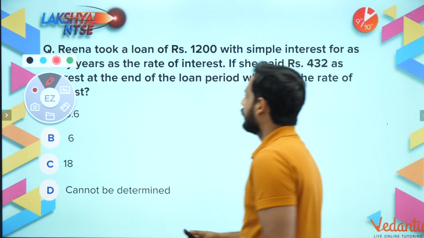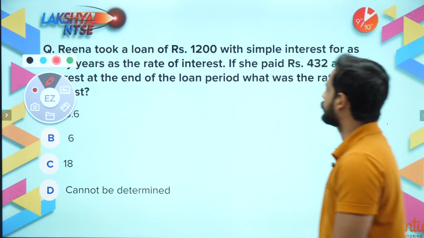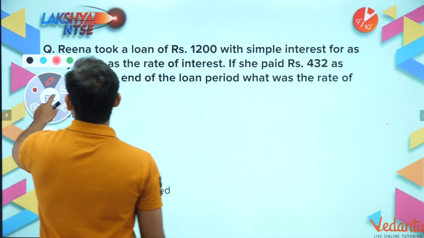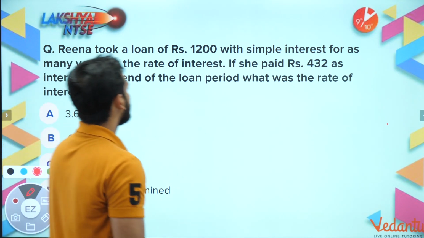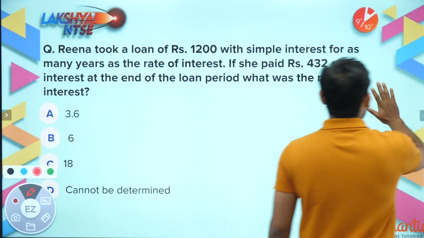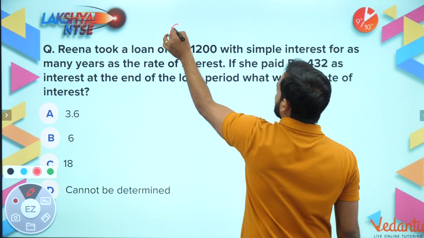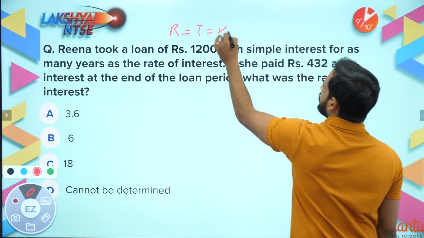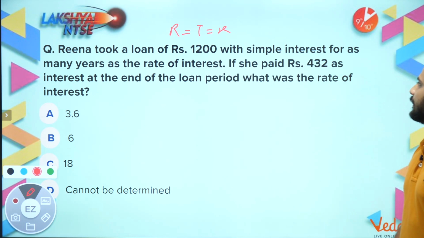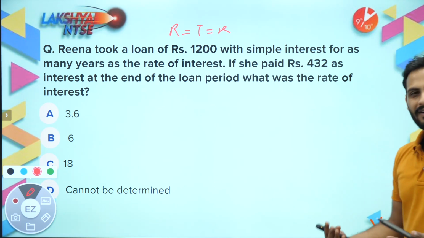Okay, chalo. So now Reena took a loan of rupees 1200 with simple interest for as many years as the rate of interest. That means R and T both are basically same. So let us say rate of interest and time period both are equal to X. If she paid rupees 432 as interest at the end of the loan period, what was the rate of interest? So again, it's very easy.